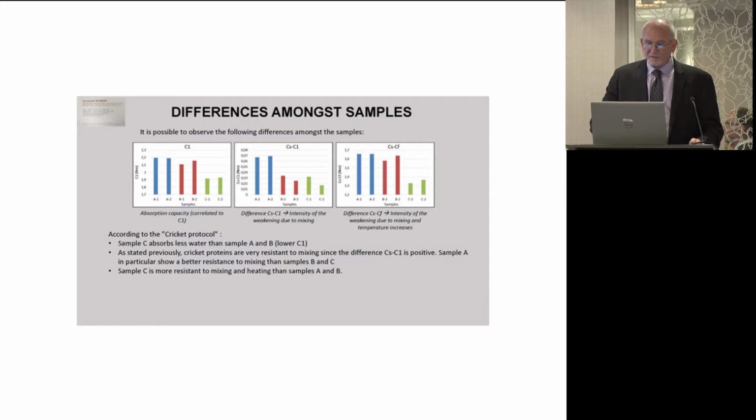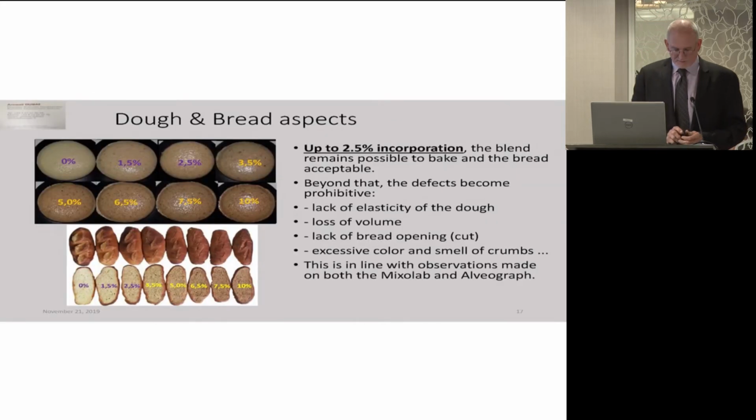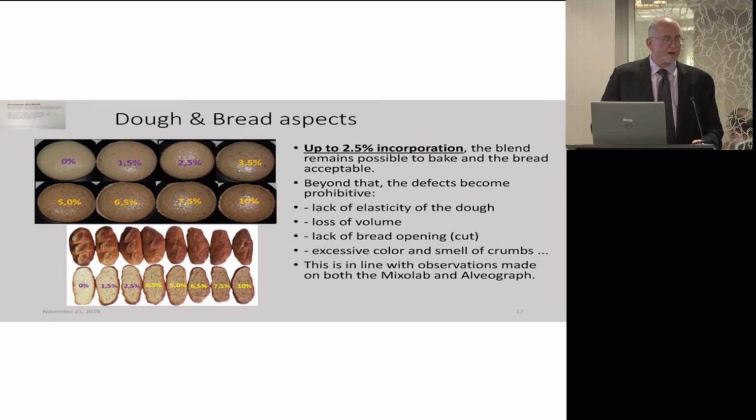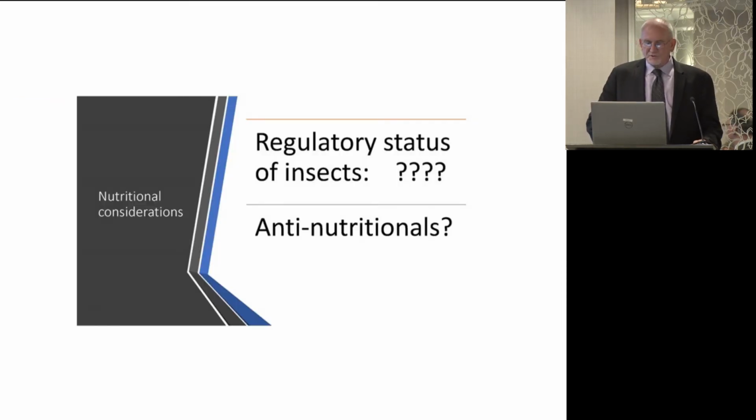The other thing this group did is they did a baking test with it. It was done in France, so it was done in French bread. And the one thing you quickly notice as you add cricket powder, it becomes very dark. I was also told a very different taste. What they concluded from this is up to about 2.5% incorporation was the maximum you could get into bread before you got unacceptable characteristics.